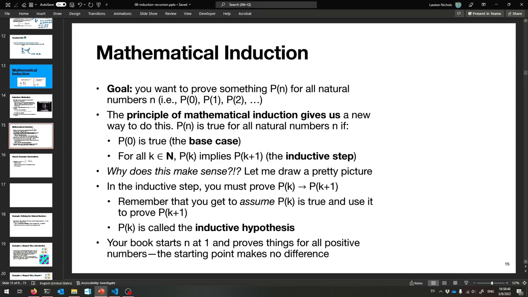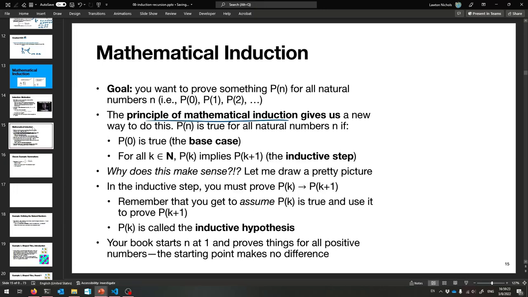So let us begin. The goal of mathematical induction is that we want to prove a property of natural numbers. Okay, we want to prove something called P. P of n is true for every natural number. P of 0 is true, P of 1 is true, P of 2 is true. We want to prove that predicate true for every possible natural number. And mathematical induction gives us a new way to make this happen, okay? It kind of involves a recursive idea. And we'll talk about the difference between induction and recursion in just a little bit. But here is the idea.